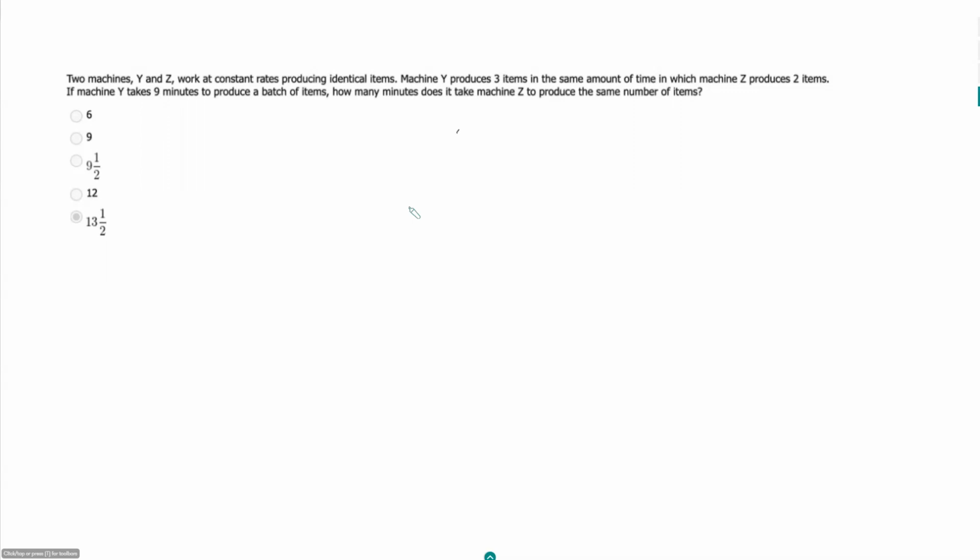So one thing I notice here is we talk about this batch of items without necessarily knowing how many items are in a batch. Do we need to know how many items are in a batch? I don't know. Let's see.